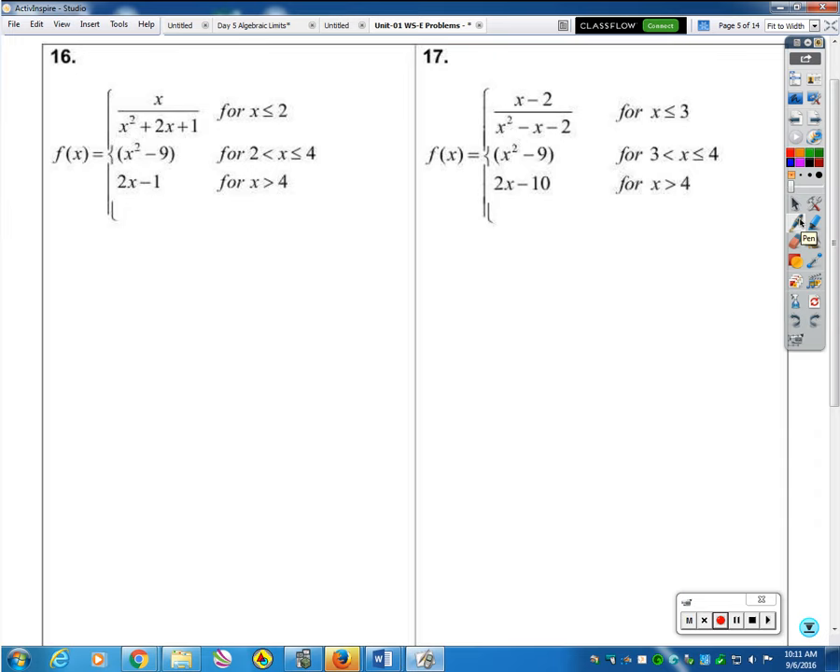The first thing I note is this function is piecewise. This is number 17, and it has three different pieces. Okay, memorize this. Only piecewise functions have jumps. For our class, it's guaranteed that only piecewise functions have jumps. If it's not a piecewise function, it will not have a jump.